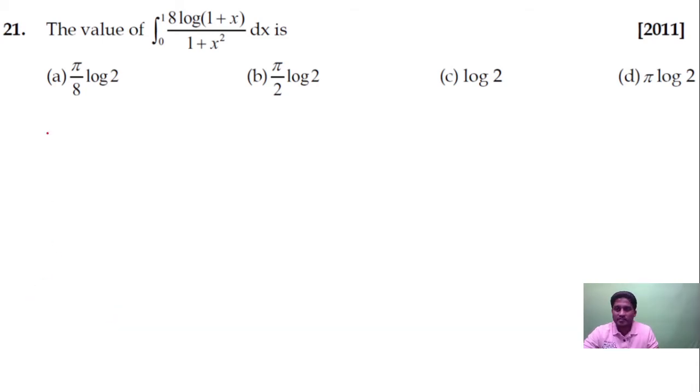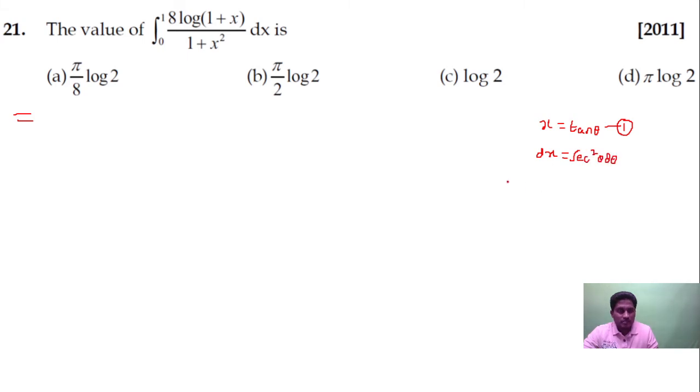Alright guys, let us discuss this question. Whenever you have 1 plus x square, you should put x is equal to tan theta. So I'm going to put x is equal to tan theta, call this equation 1. So dx is equal to sec square theta d theta.